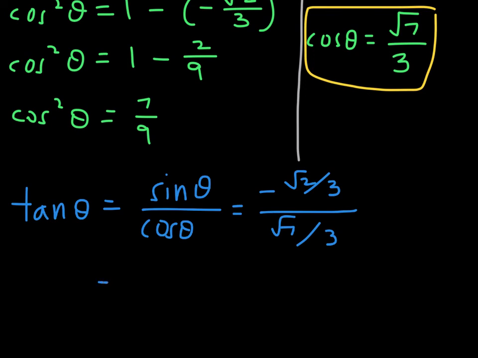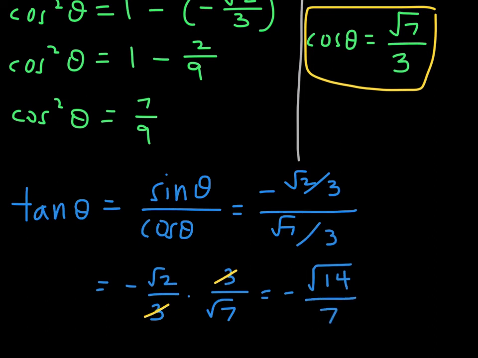So tangent of theta is equal to negative root 2 over 3 times 3 over root 7. Your 3's divide out, and you're left with negative root 2 over root 7, which we have to rationalize. And it'll become negative root 14 over 7. In order to rationalize, I need to multiply the numerator and denominator by root 7. So multiply the numerator by root 7, so it'll be root 2 times root 7, which is root 14, and then multiply the denominator by root 7, which just turns to 7. So then this is the answer for tangent of theta.